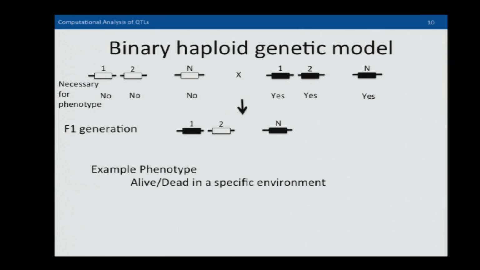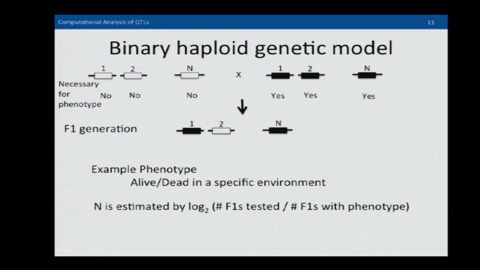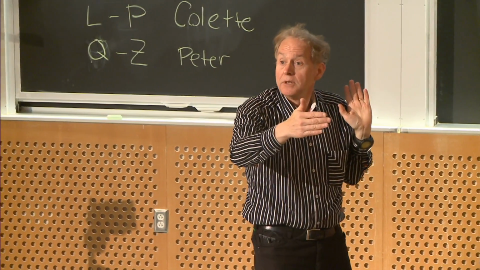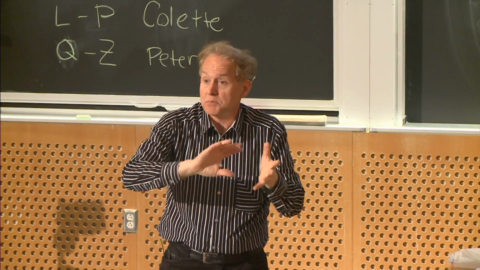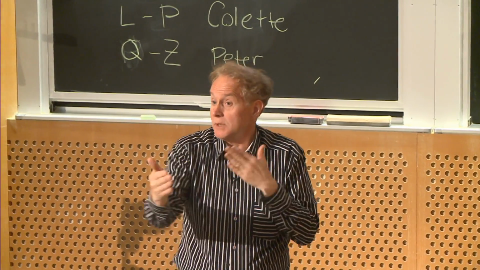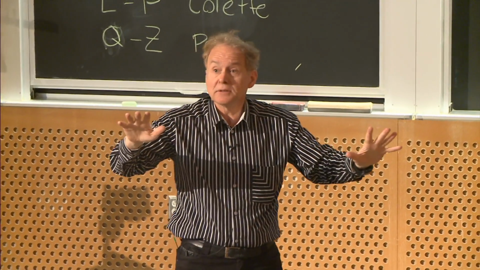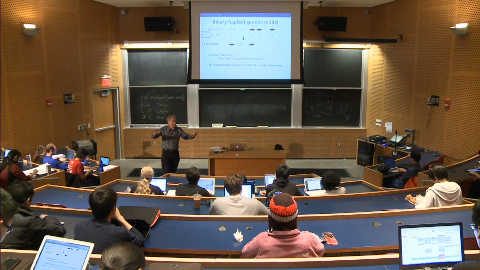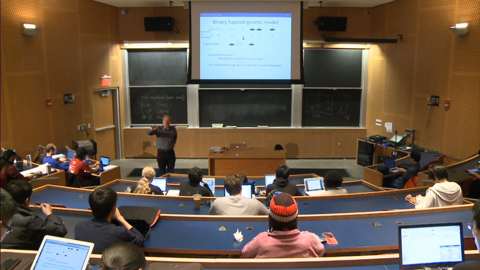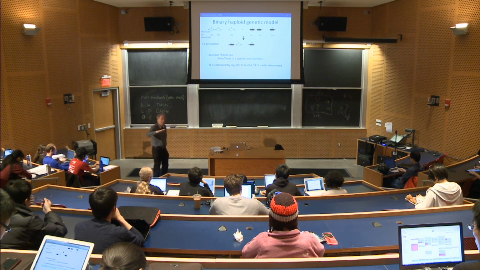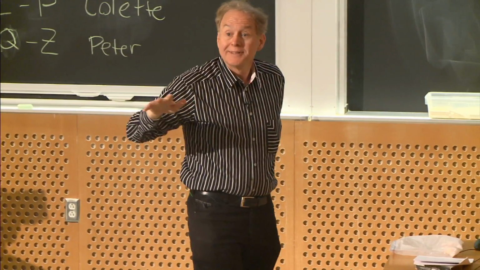So the way to think about these sorts of non-quantitative traits is that you can estimate the number of genes involved as simply as the log base 2 of the number of F1s tested over the number of the F1s with the phenotype. It tells you roughly how many genes are involved in providing a particular trait, assuming that the genes are unlinked. It's a coin flip whether you get them or not. Does everybody see that? Yes? Any questions at all about that? About the details?